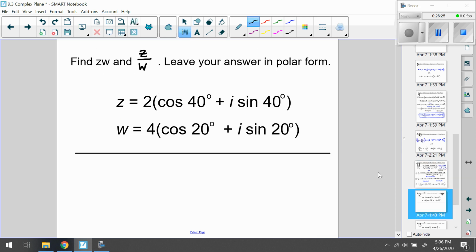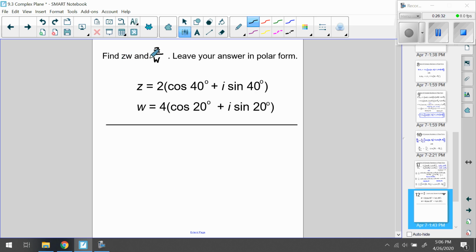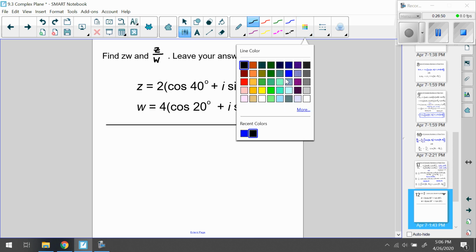All right, so let's look at these 2 formulas in action. This will be the last part of your assignment today. They're going to ask you to find the product and the quotient given two numbers in polar form. I think in the homework you're going to be asked to do both of these things. So let's start with the product. So we'll find ZW first.